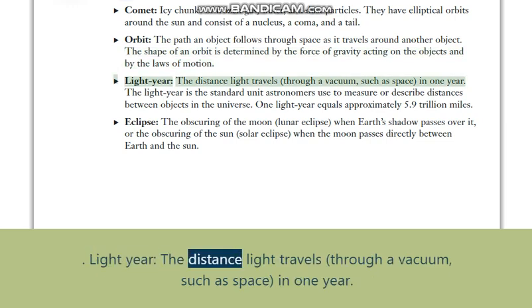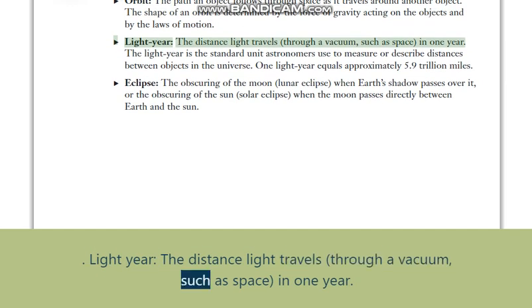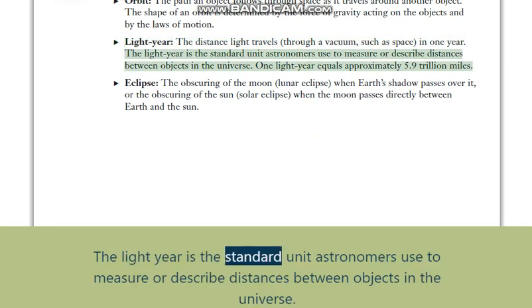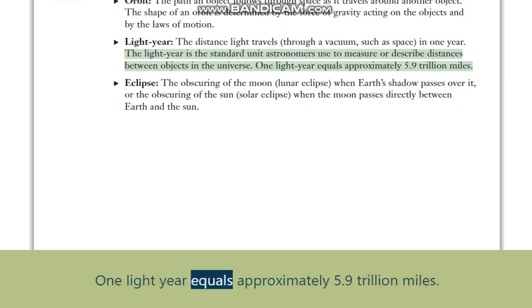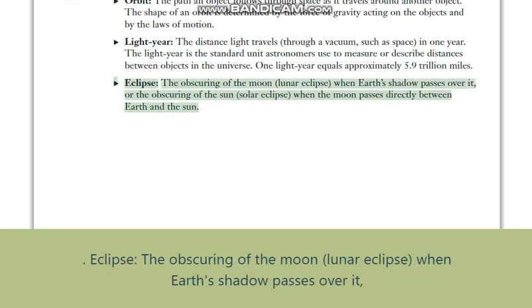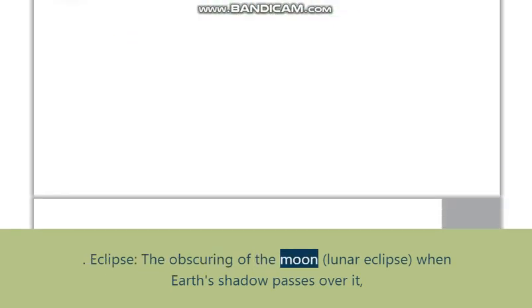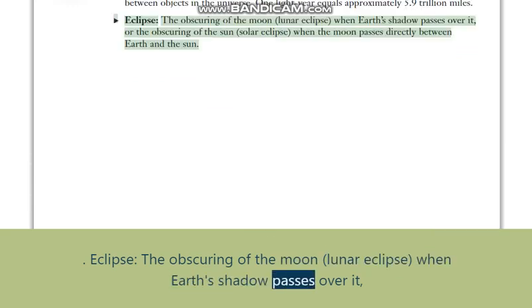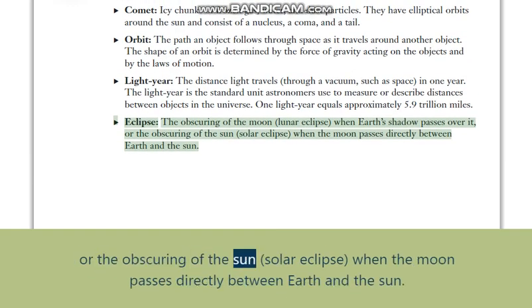Light year, the distance light travels, through a vacuum, such as space, in 1 year. The light year is the standard unit astronomers use to measure or describe distances between objects in the universe. 1 light year equals approximately 5.9 trillion miles. Eclipse, the obscuring of the moon, lunar eclipse, when Earth's shadow passes over it, or the obscuring of the sun, solar eclipse, when the moon passes directly between Earth and the sun.